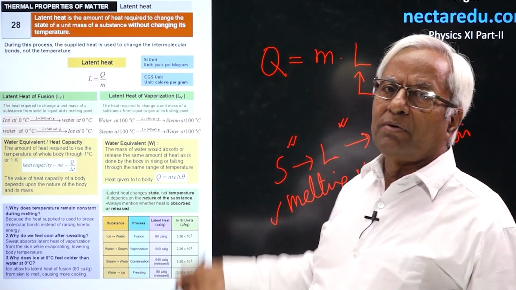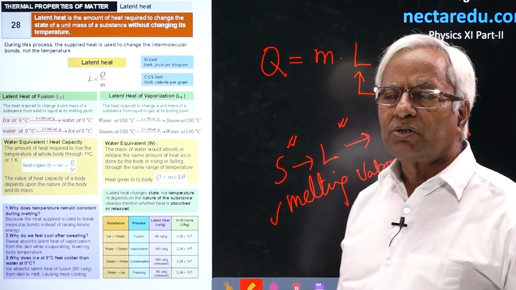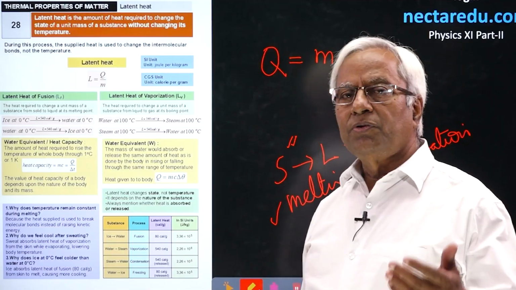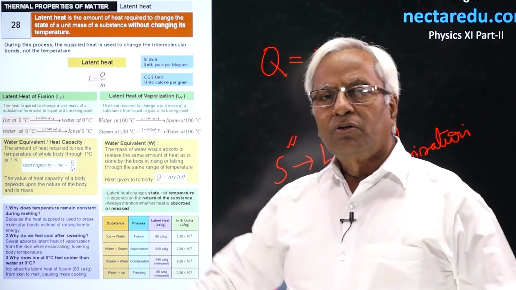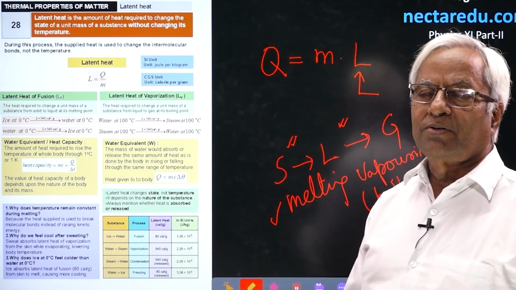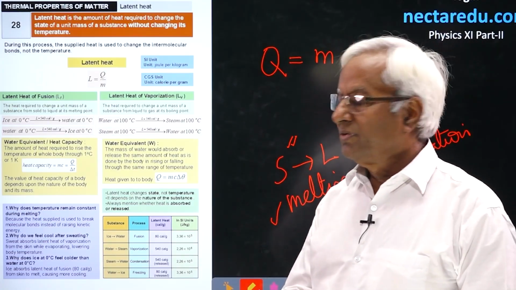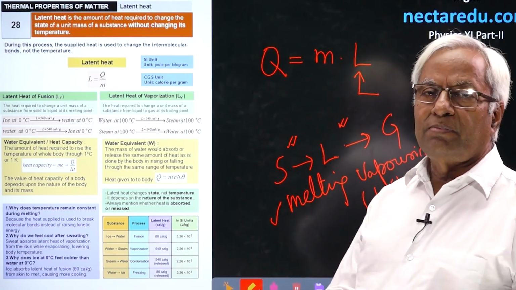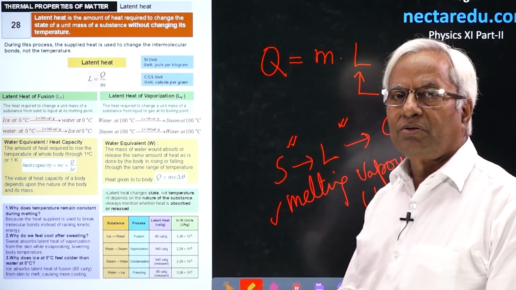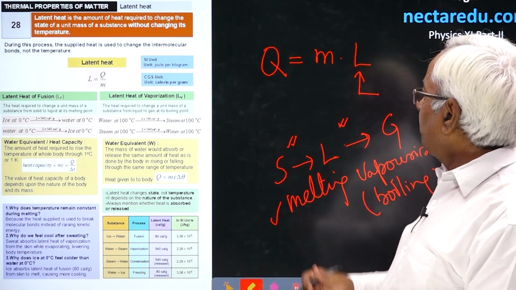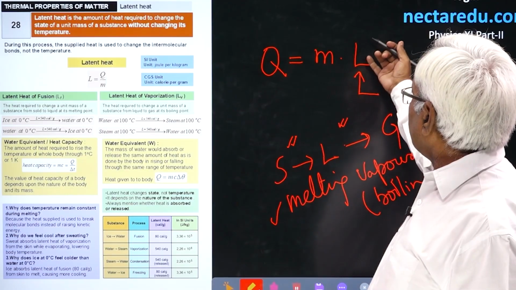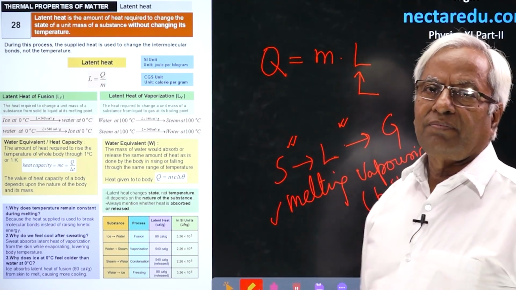The old classical term for melting was fusion, but now it is discarded because fusion refers to a very gigantic type of process that we study in nuclear physics. So now the preferable term is only melting. If it is boiling, then we call it latent heat of vaporization.